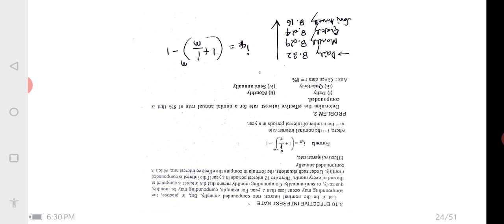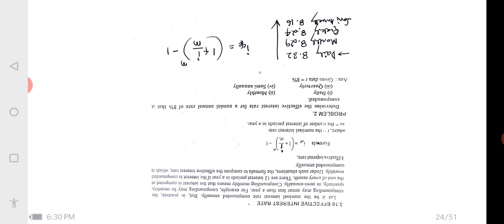Similarly, if it is calculated monthly, in one year there are 12 months, so m is equal to 12, the number of interest periods in a year. The equation becomes (1 + 0.08/12) raised to 12, minus 1. If you calculate this, it becomes 0.0829, that is 8.29%.